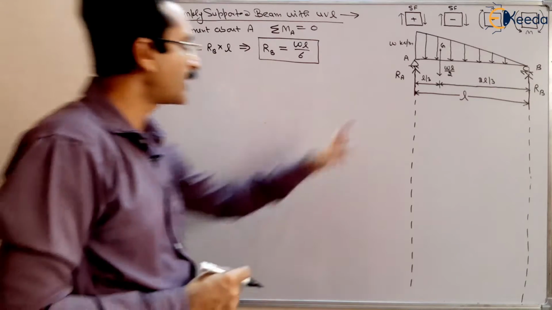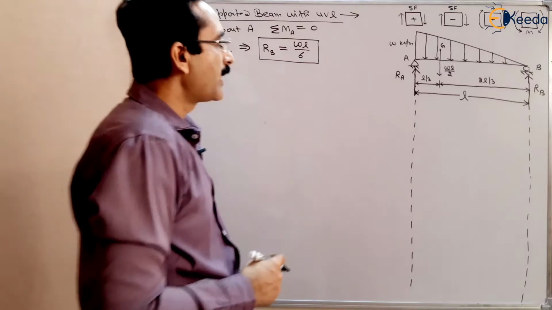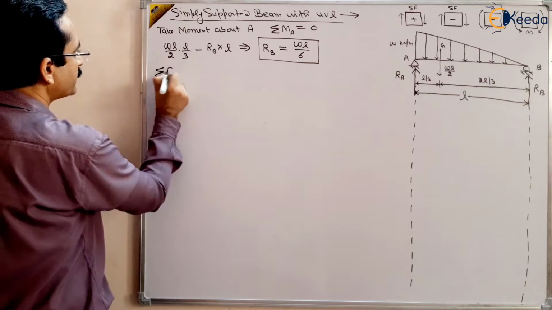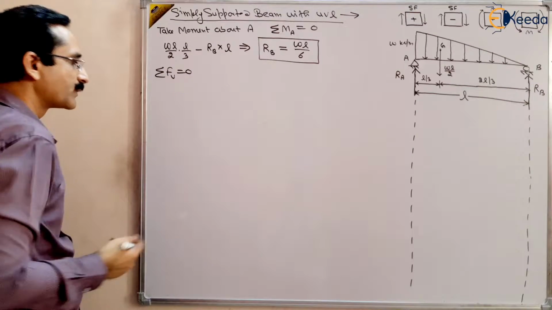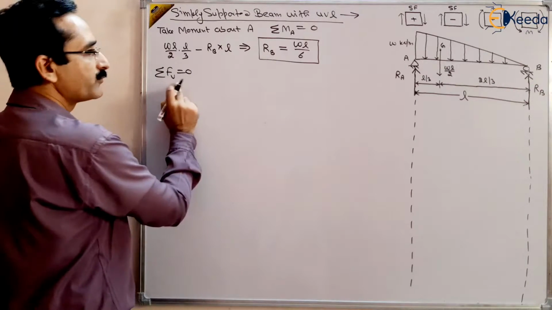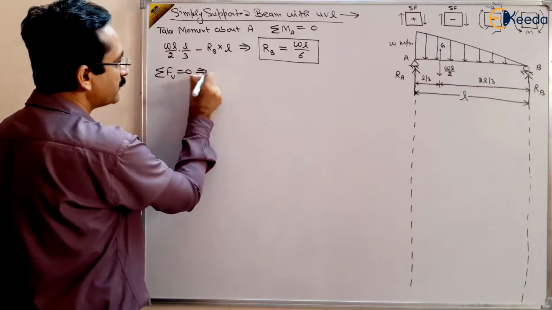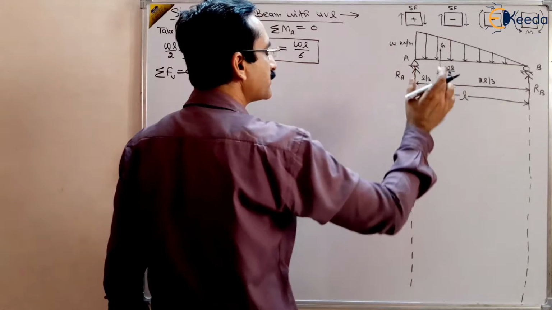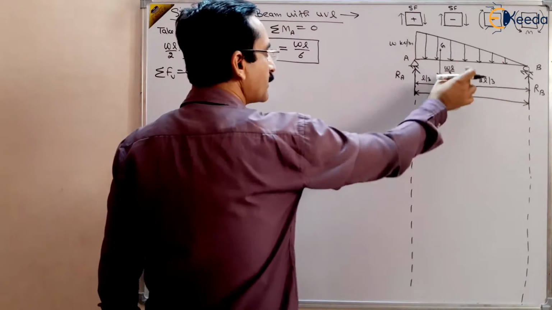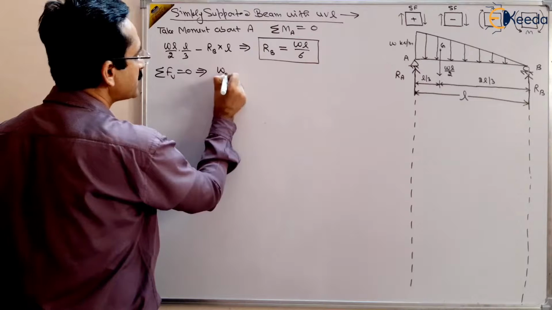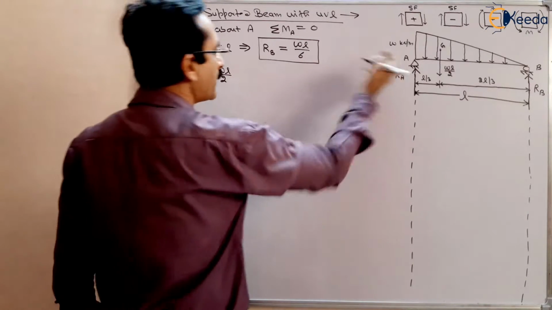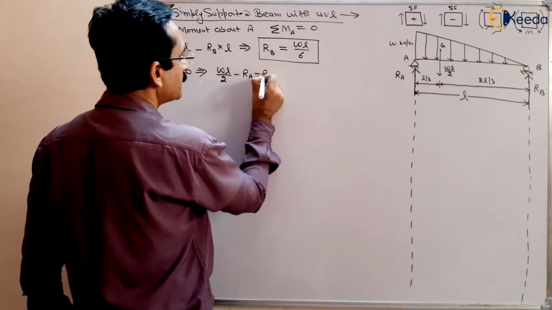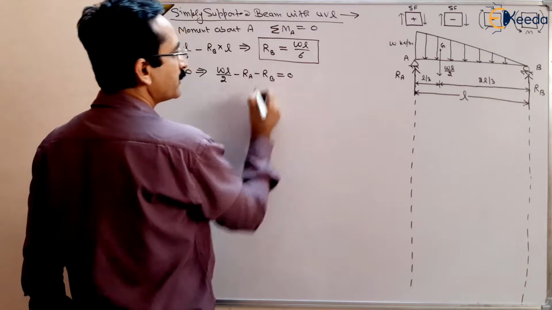Now we want to find RA. How do we find RA? RA can be found by taking the vertical forces. For static equilibrium, the sum of all the vertical forces should be equal to 0. This implies the downward forces and upward forces should sum to 0. The downward force is WL by 2; let us take it positive. The upward force is RA, and another upward force is RB. So that should be equal to 0.